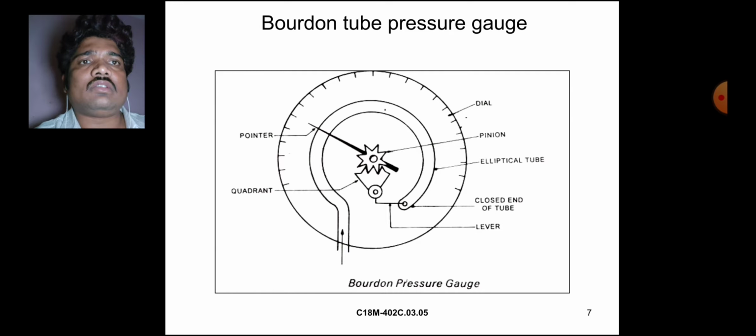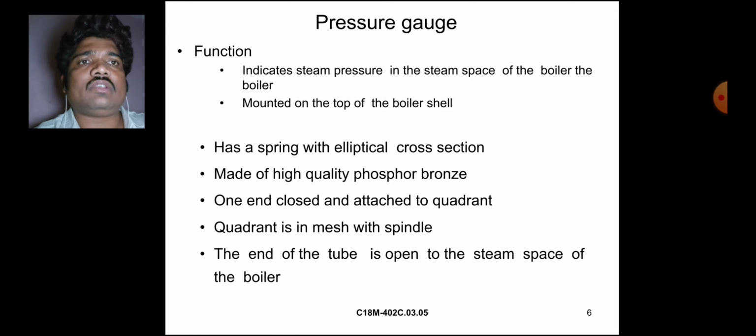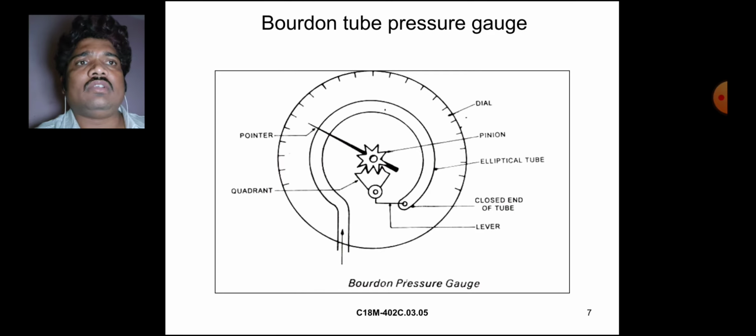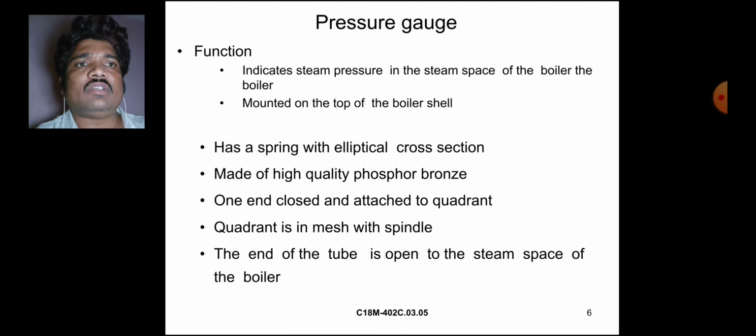This is a Bourdon tube pressure gauge. As shown in this figure, the components are pointer, quadrant, dial, pinion, elliptical tube, closed end of tube, and lever. The Bourdon tube is a spring with elliptical cross section, made of high quality phosphor bronze, one end closed and attached to the quadrant. The quadrant is in mesh with the spindle. The end of the tube is open to the steam space of the boiler.